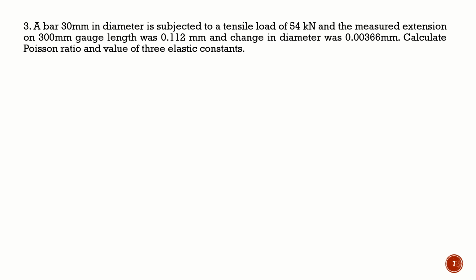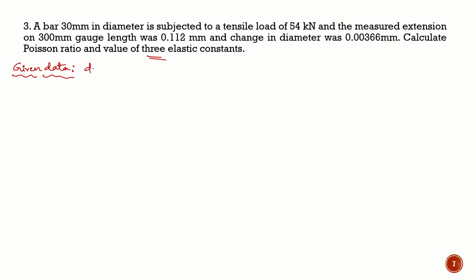See here, a bar 30 mm in diameter is subjected to a tensile load of 54 kilonewton and the measured extension on a 300 mm gauge length was 0.112 mm and the change in diameter was 0.00366 mm. Calculate Poisson's ratio and also the values of the three elastic constants. This problem is a little similar to the earlier problem we have done, but here he is asking us to calculate the values of three constants. First we will start off with the given data again. It's always preferable to write the given data so that if you know what is given and what is asked, you can find the relation between them.